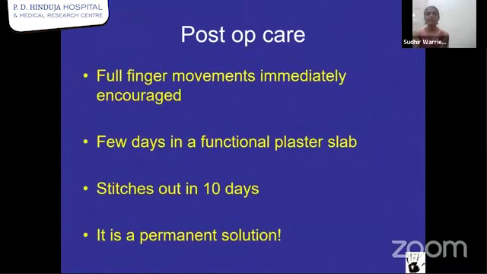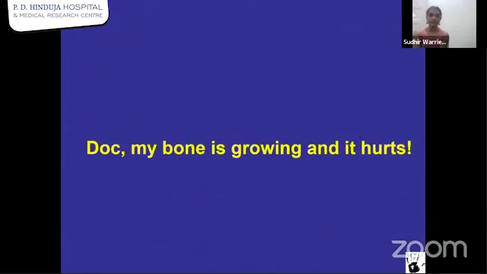Post-op care, we put a patient in a functional splint, and the patient is encouraged to move his fingers immediately. The stitches come out at 10 days. And like I said, this is a permanent solution for a trigger finger.